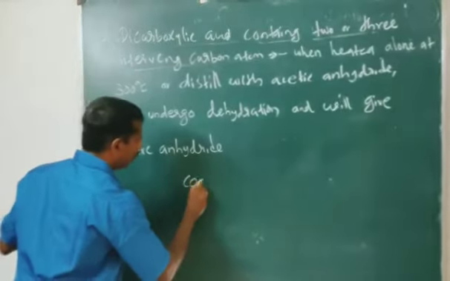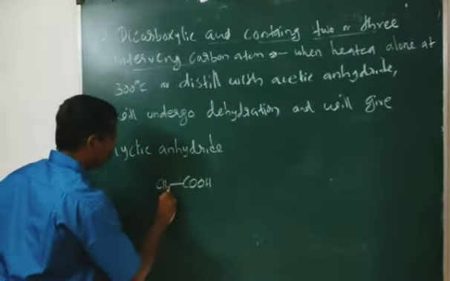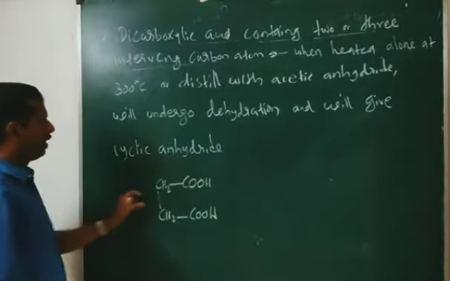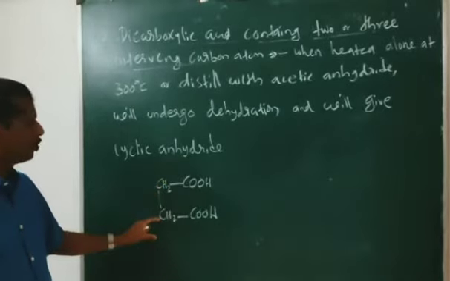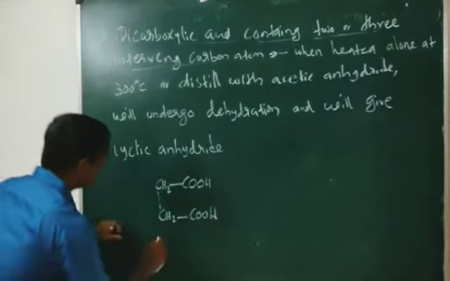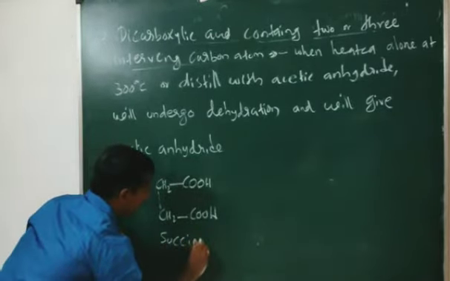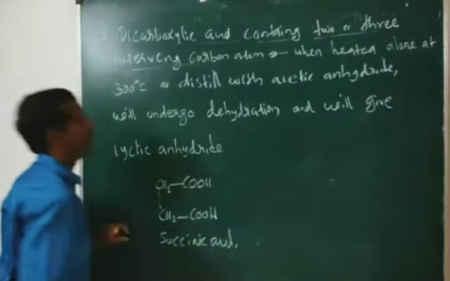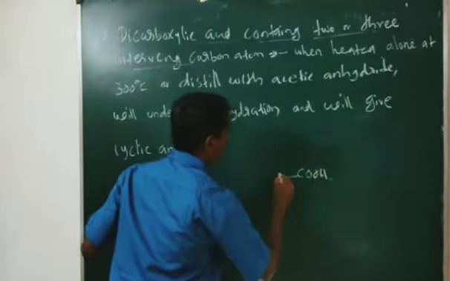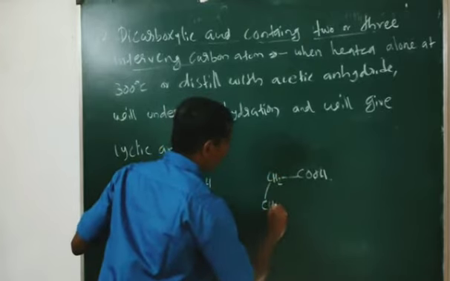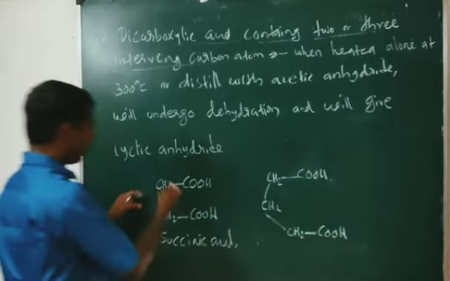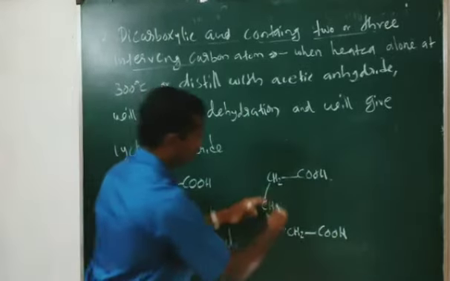Look at here, COOH. Here it is CH2, here it is CH2, here it is COOH. How many intervening carbon atoms are there? 1, 2, 2 intervening carbon atoms. This acid is succinic acid. This type of acid we can take, or with 3 intervening carbon atoms: COOH, then CH2, CH2, CH2, COOH. Here you can see 2 intervening carbon atoms, and here 3 intervening carbon atoms.